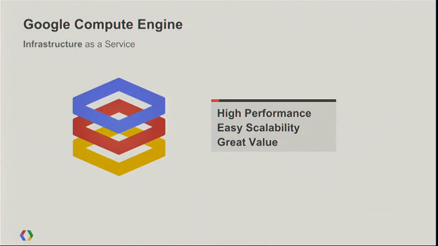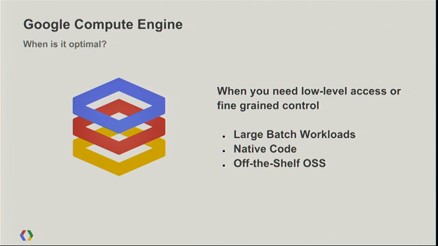Infrastructure as a service. It's high performance, easy scalability, and it's a great value. It gives you the ability to reach down and actually get to the raw part of the VM and run any code you want. So you're able to get the high performance that you need, or run off-the-shelf components, things like that. And so when is it optimal?